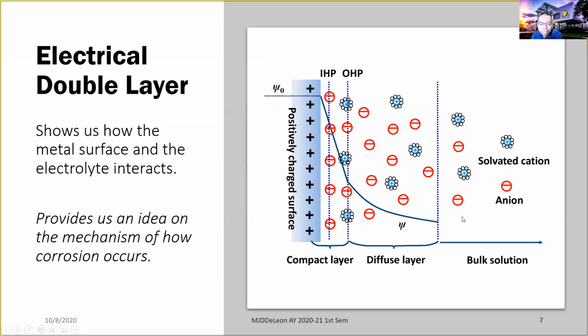Next, we have the electrical double layer. So electrical double layer shows us how the metal surface and the electrolyte interact. This basically provides us an idea on how the mechanism of corrosion occurs.